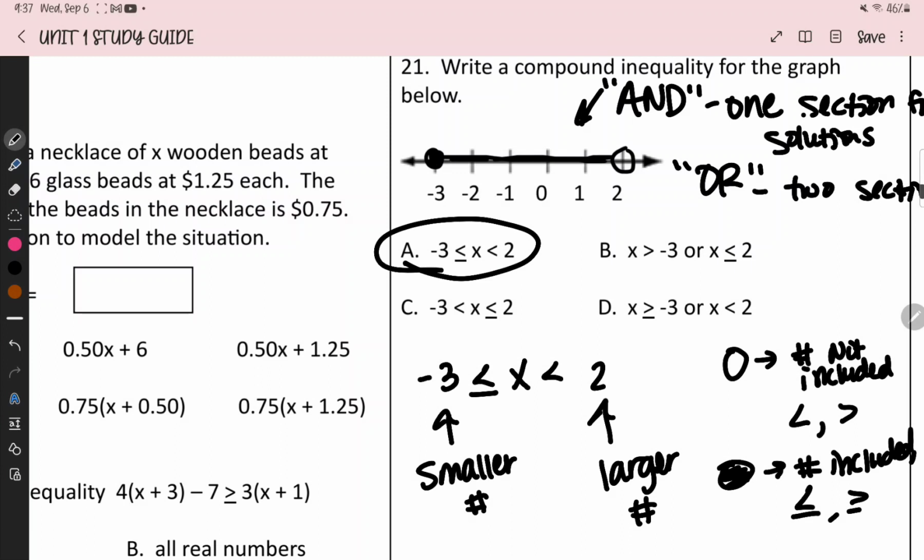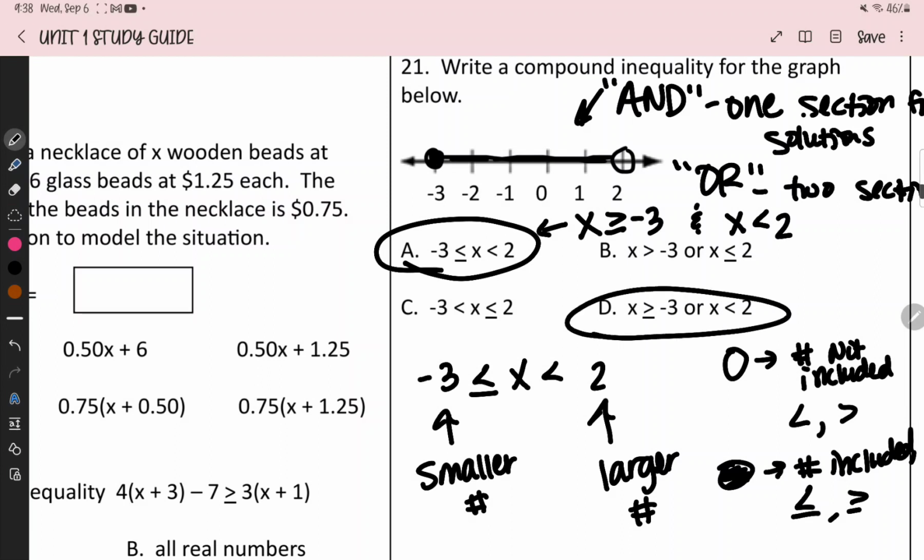But in all honesty, letter B was also true as well, because if I rewrite this, it actually says -3 is less than or equal to x is less than 2. So this means that x is greater than or equal to -3, and it's supposed to be an and. x is also less than 2. So this actually matches D as well. So both of them could have been true.